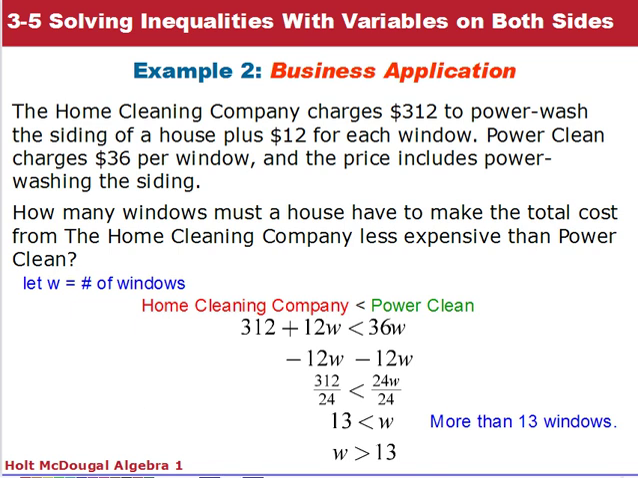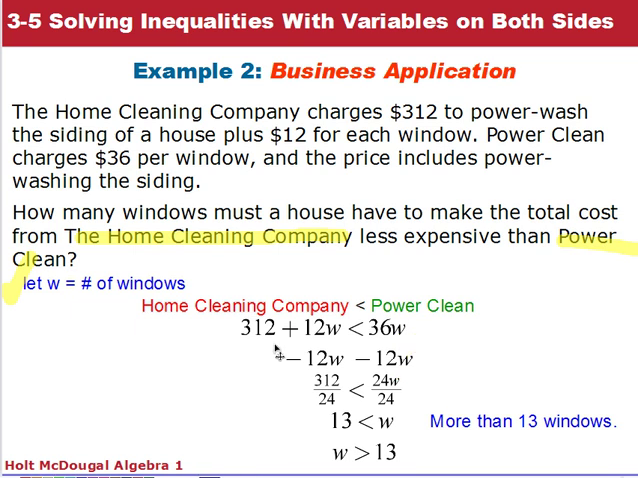So again, with any story problem, we have to define a variable. So we're going to let w equal the number of windows. And looking at the problem, they want to know the total cost for the home cleaning company to be less expensive than Power Clean. So our inequality is going to be the home cleaning company is less than Power Clean. Substituting the numbers, $312 plus $12 per window has to be less than $36 per window.